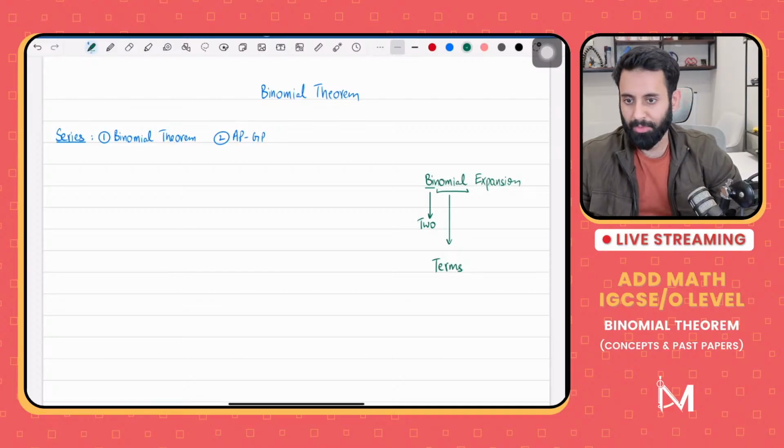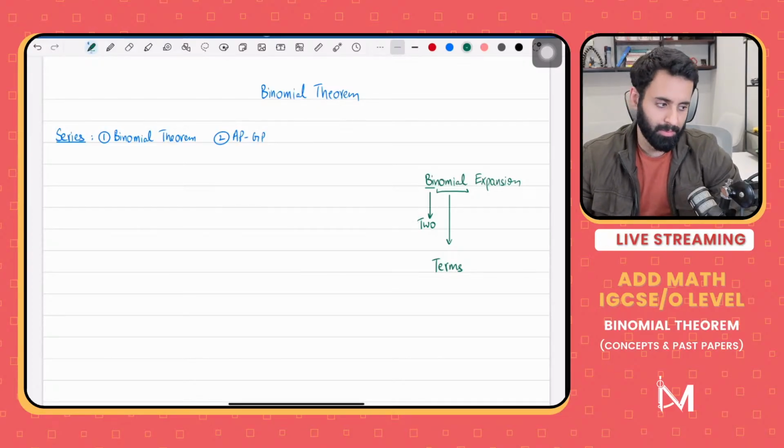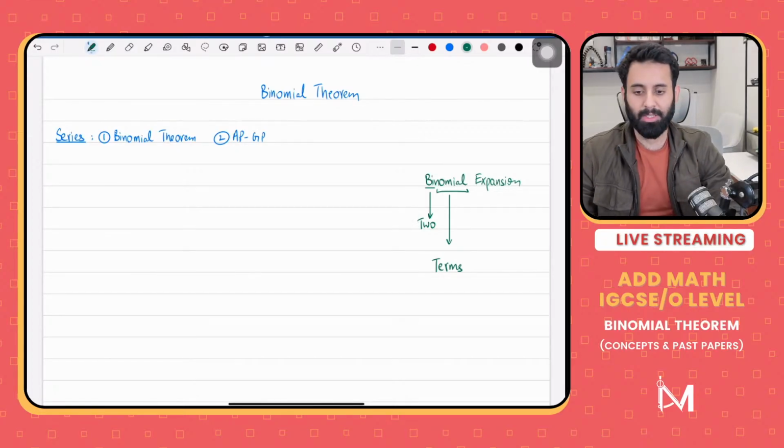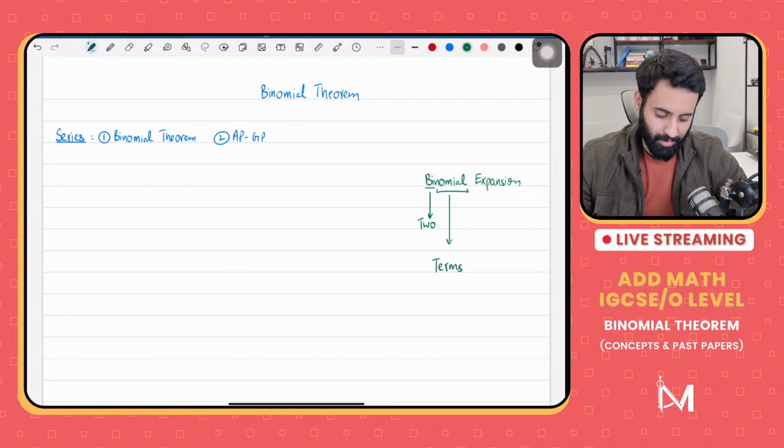If you've done this topic before, you would know that you do stuff like 1 plus 2x to the power 5, or 1 plus 5x to the power 8, and sometimes you expand all the way, as in you get all the terms, and sometimes you expand for a very specific number of terms.